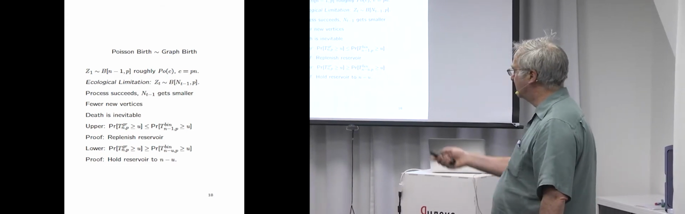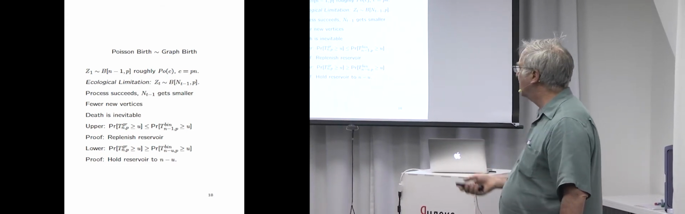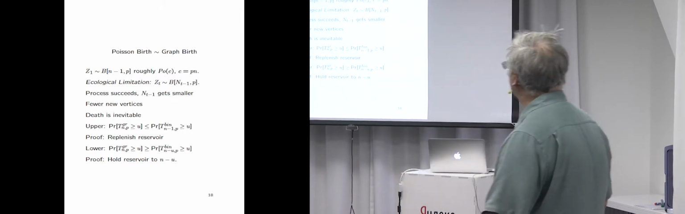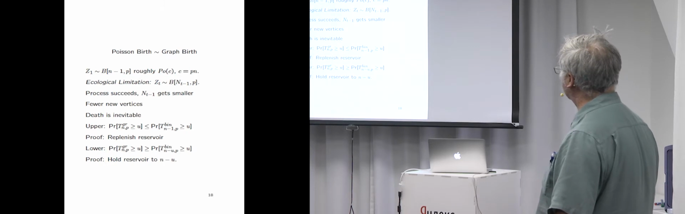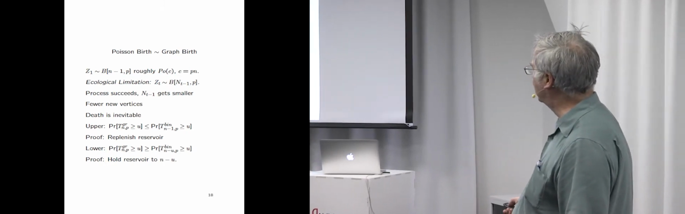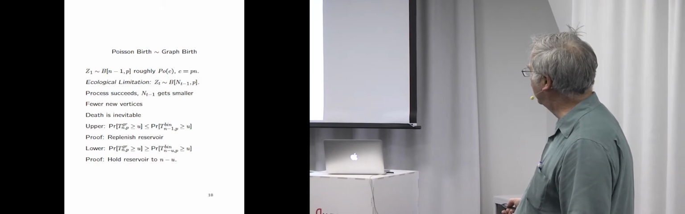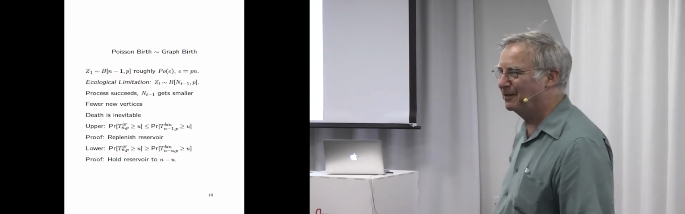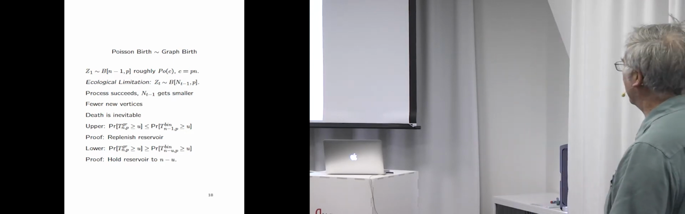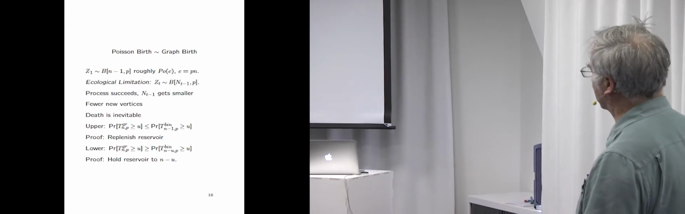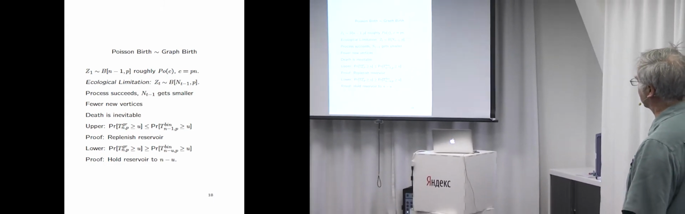And like I said before, the graph birth process is like the Poisson birth, except for this ecological limitation, because as every Russian novelist knows, death is inevitable. So you have to stop. Now, one can compare the two models in both directions.